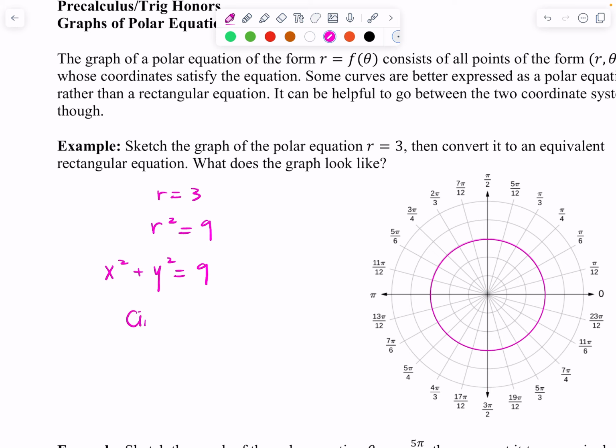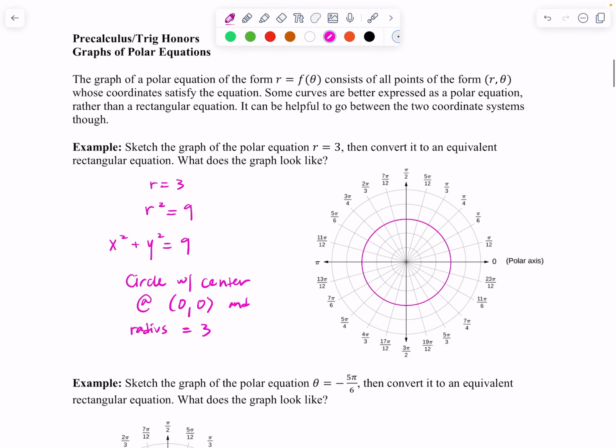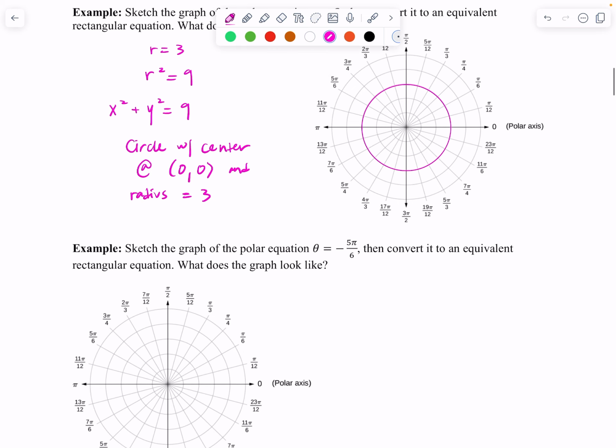So we have our circle with center at, well, in the xy plane, it would be 0, 0, and then we could also describe the pole at r comma theta as being 0, 0 as well. And radius equal to 3. Okay, so r equals a constant. That's going to be a circle that's centered at the origin.